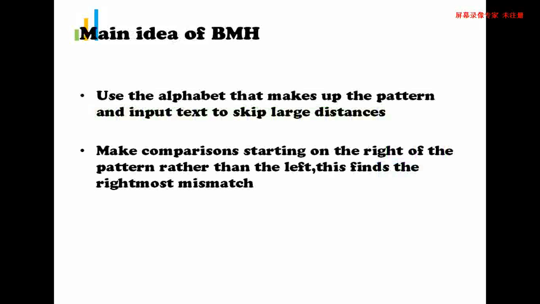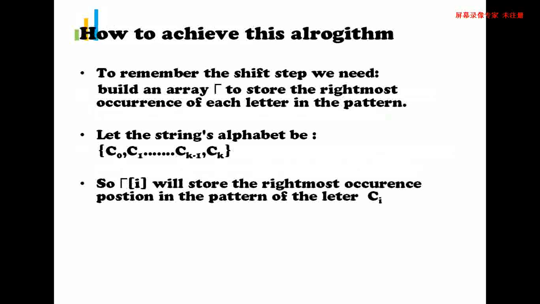So how can we achieve this algorithm? To achieve this algorithm, the most important part is to remember the shift step, right? To remember it, we need to build an array. I don't know how to pronounce this symbol, so I will just use a table to represent it. We need to build a table to store the rightmost occurrence of each letter in the pattern. Let the string's alphabet be C0 to CK. The table will store the rightmost occurrence position in the pattern of the letter CI.